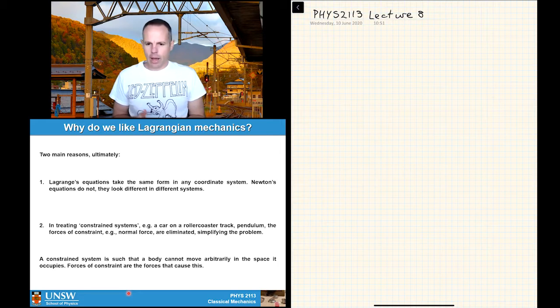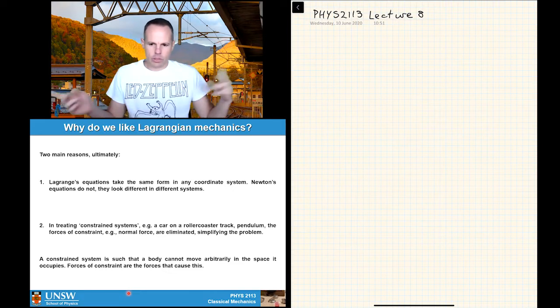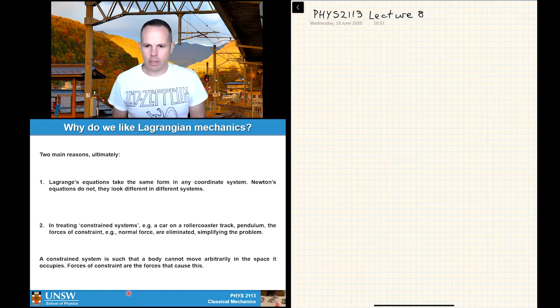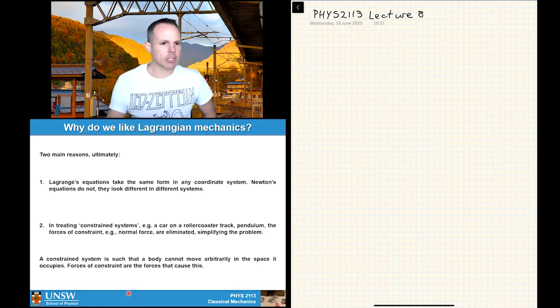You'll remember that the hardest problems you do in mechanics in first year are the ones where you have to deal with all these normal forces and tension forces and break them into components and try and solve. One of the really nice things about Lagrangian mechanics is that it often makes those forces just disappear entirely. You don't have to deal with them, which makes the approach quite a bit easier. Okay, we'll get to constraints a little bit further down in the lecture.